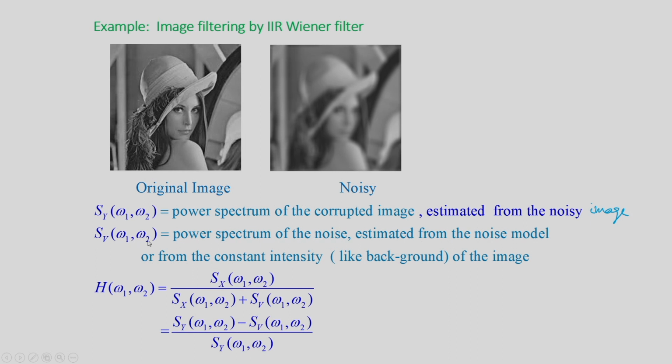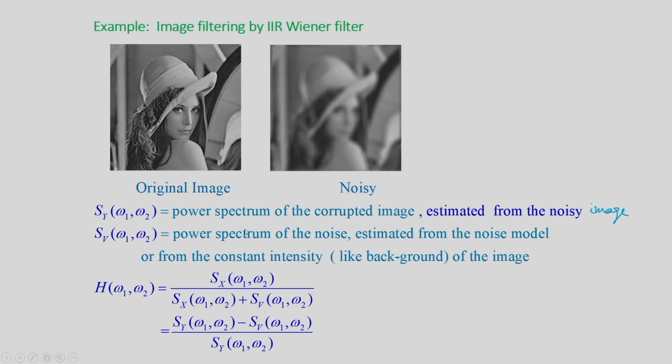Sv of omega 1 omega 2, that is the power spectrum of the noise, can be estimated from the noise model or from the constant intensity portion of the image. In the image, some portions are there where pixel intensity is uniform. In that case, from the variance of the noisy data, we can find out the power spectrum of the noise. And now the transfer function will be H omega 1 omega 2 equal to Sx omega 1 omega 2, that is the signal power spectrum, divided by the power spectrum of the signal plus noise, Sx omega 1 omega 2 plus Sv omega 1 omega 2.